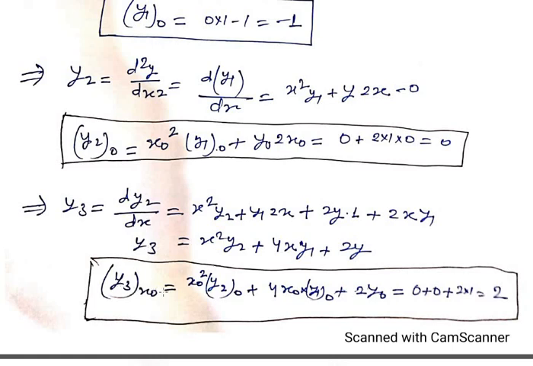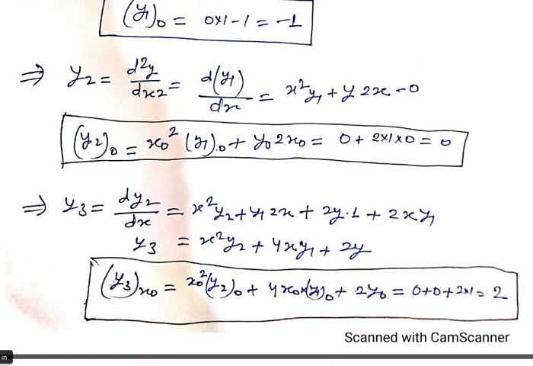Now we have to calculate y3 at x is equals to x0. So it will become what? x0 square plus y2 at x is equals to 0 plus 4 times x0, y1 at x is equals to 0 plus 2 times y0, and all values we have already either given or we have calculated. Putting all the values over here, we get y3 at 0 as 2.